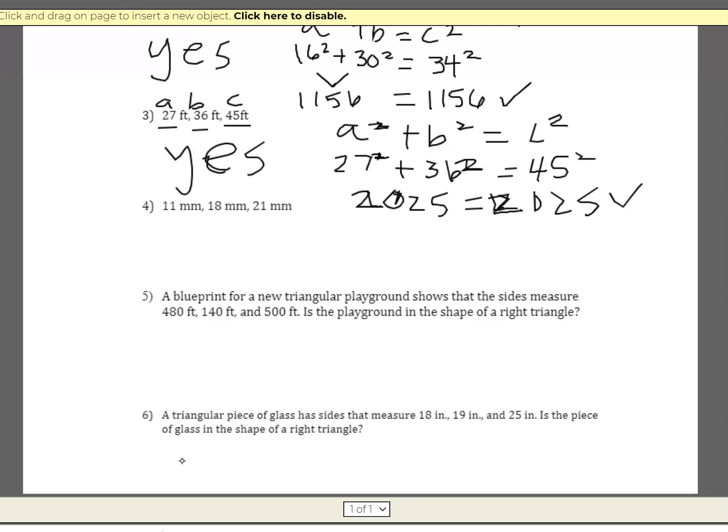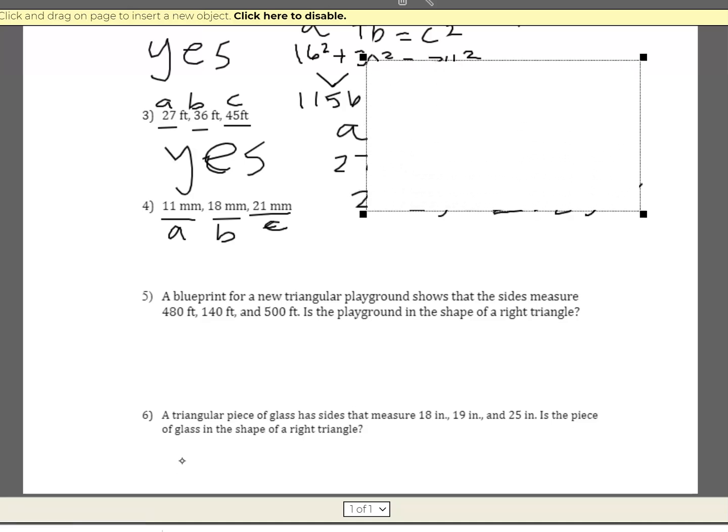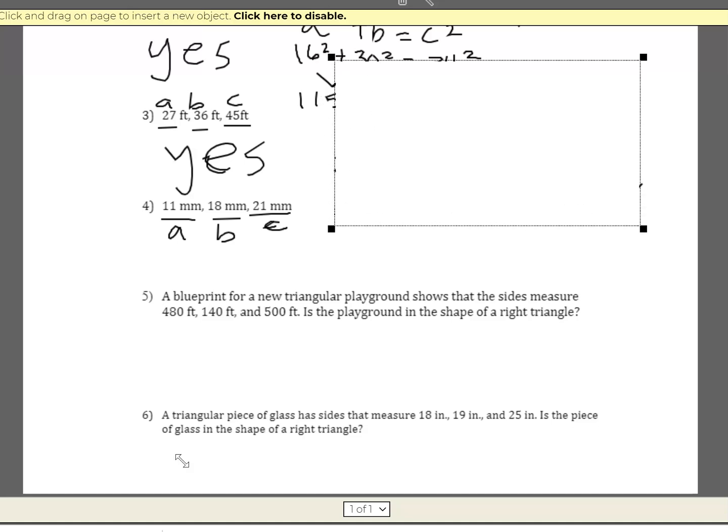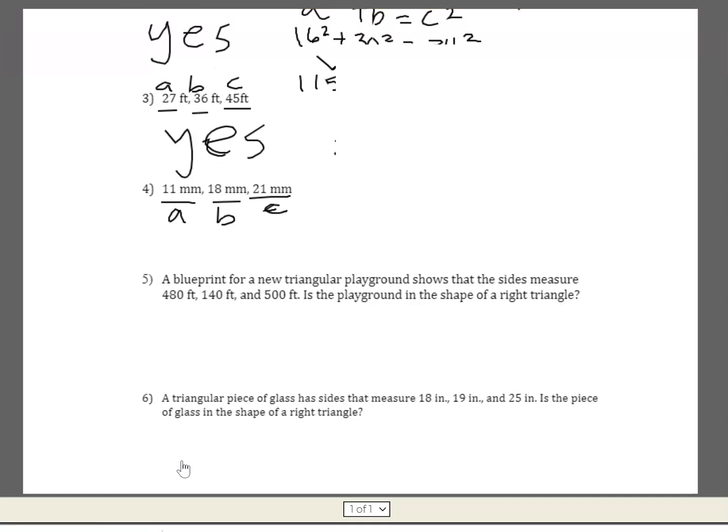Okay. Question number 4. So again, question number 4, 11, 18, and 21. Your biggest number is going to be C, and the other ones are A and B. Now, I do want to tell you it's not always in order like that, so you have to be very careful. All right, let me see if I can erase here.